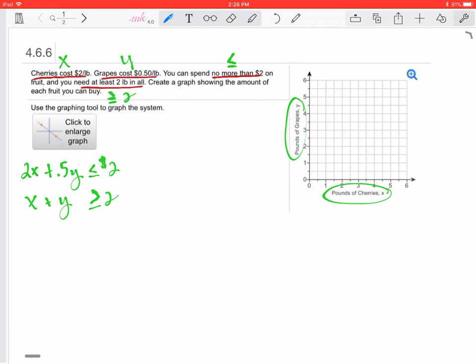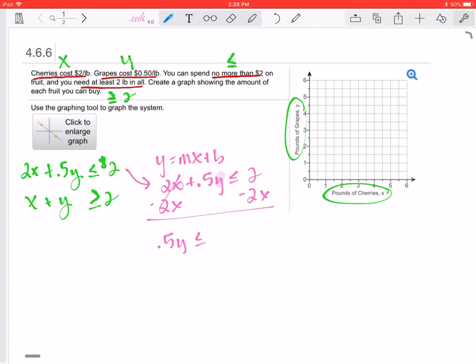Now I can write this into linear slope-intercept form, so that's going to be y equals mx plus b. I'm going to rewrite this inequality here, 2x plus 0.5y less than or equal to 2. I need to isolate the y. So I'm going to subtract the term 2x from both sides.